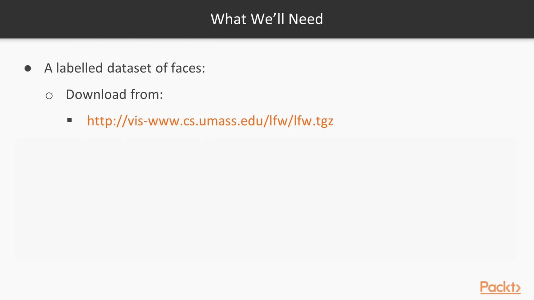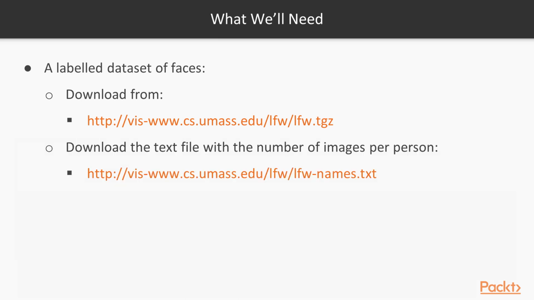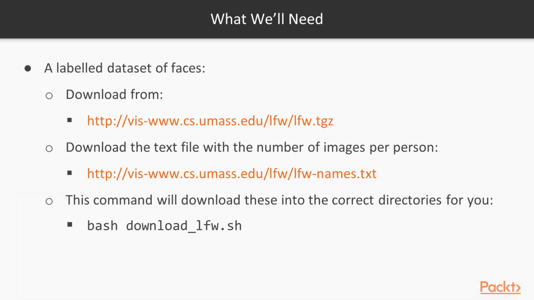The LFW, or Labeled Faces in the Wild dataset, is available as part of sklearn, but the images are much smaller. So we want to take advantage of a good-sized image, and the download at that link is 250 pixels for each face. You'll also need to download the text file that contains a list of the names of faces in the dataset and how many images there are in each one. Again, if you're using your own dataset, you might want to create this kind of CSV or index file for use later. To simplify things, there is a download_lfw.sh script which will download all of the files that you need and put them in the right locations, in this case in the LFW directory.